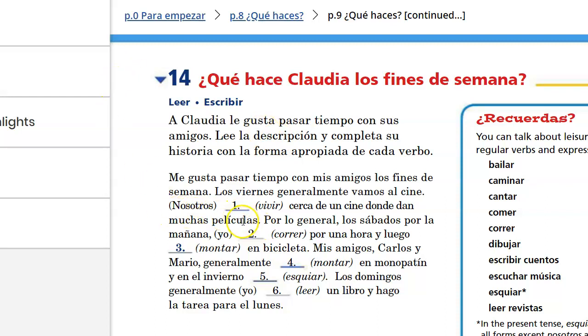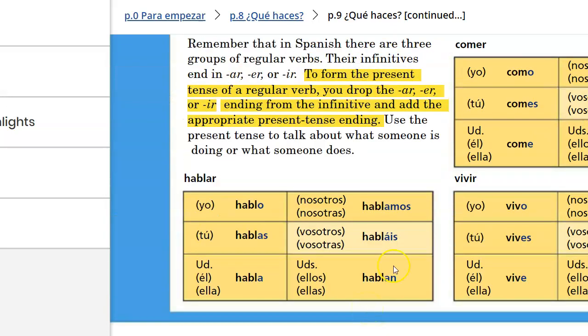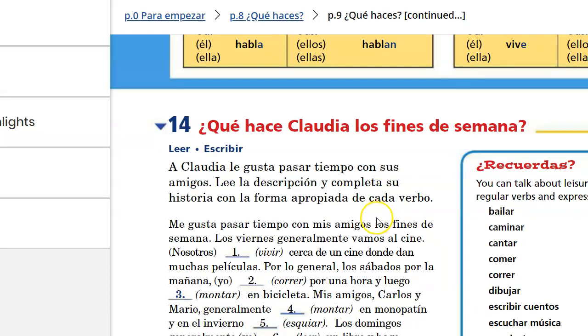Nosotros vivimos, V-I-V-I-M-O-S, cerca de un cine donde dan muchas películas. Por lo general, los sábados por la mañana, yo, and then our verb is correr. It's an ER verb, so I'm going to look at our example endings here. That would be O. Yo corro, C-O-R-R-O, por una hora y luego blank en bicicleta. We got the verb montar here.